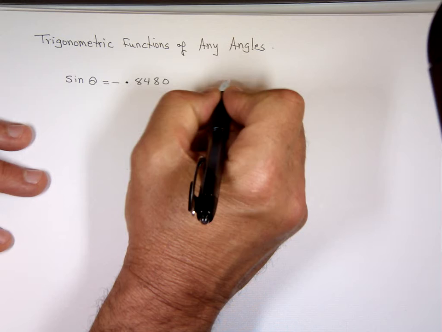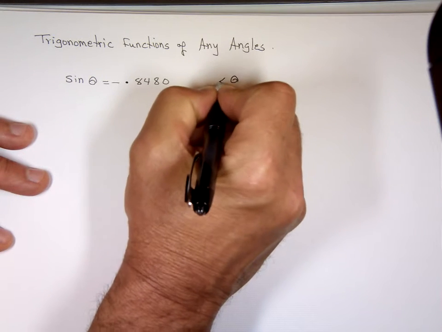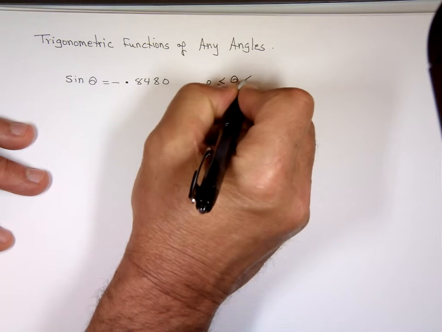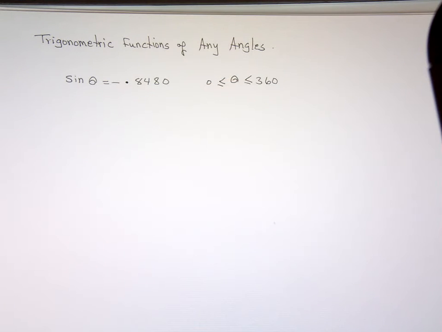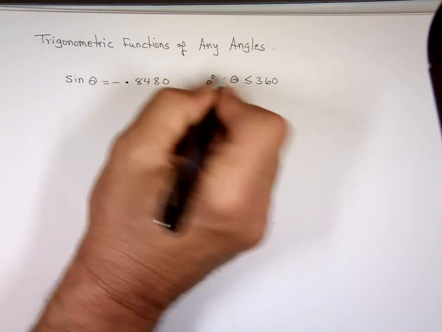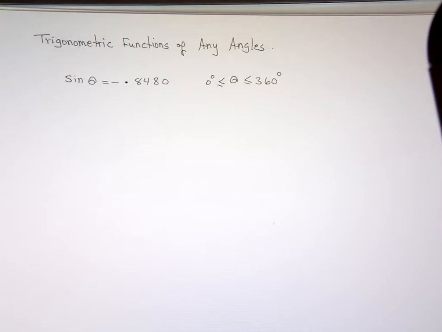But here's my restriction. Theta is between 0 and 360. What I'm asking you is to give me all the angles, maybe more than one, between 0 degrees and 360 degrees where the sine equals negative 0.8480.